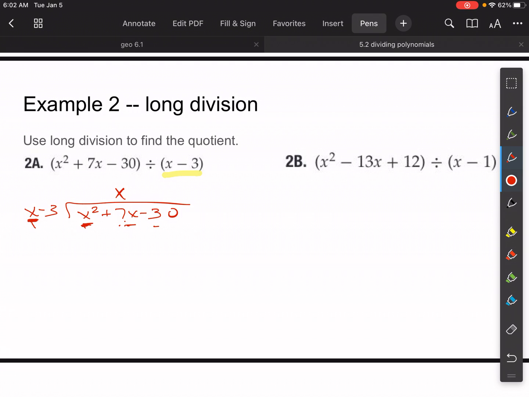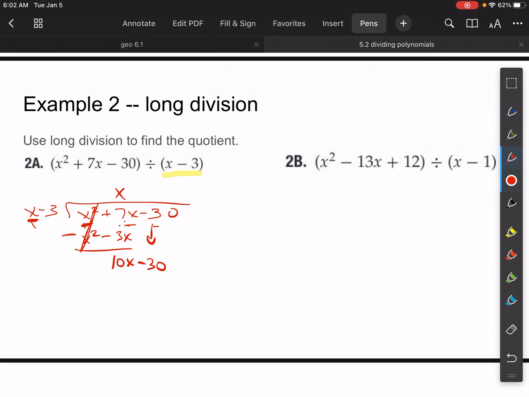So x times x is x squared. X times negative 3 is negative 3x. And then I'm going to subtract like I've always done. The first piece should always cancel out. Then I'm left with 7 minus negative 3, which is positive 10x, and then I'm going to bring down my next term, just like you do in regular division.